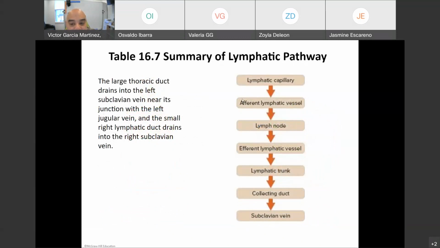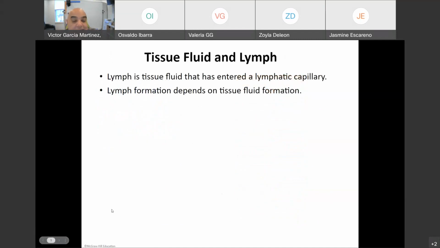Guys, this is the path, and this is the sequence you need to know. The lymphatic capillary bed, usually you have the last name here, capillary bed. Then you have the afferent lymphatic vessel before the lymph node, and after the lymph node you have the efferent lymphatic vessel. Then you have the lymphatic trunk, the collecting duct, and finally you're going to be draining in the subclavian vein. Remember, the collecting duct for the right side is the right lymphatic duct, and on the left side it's going to be the thoracic duct. You need to remember this for your exam.